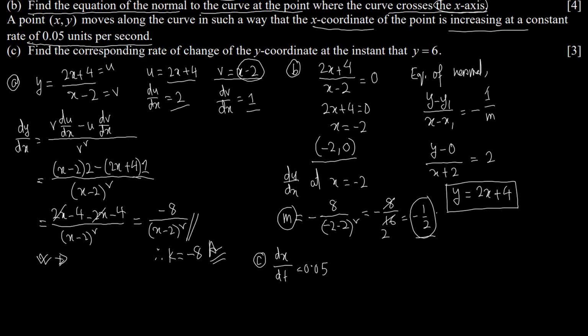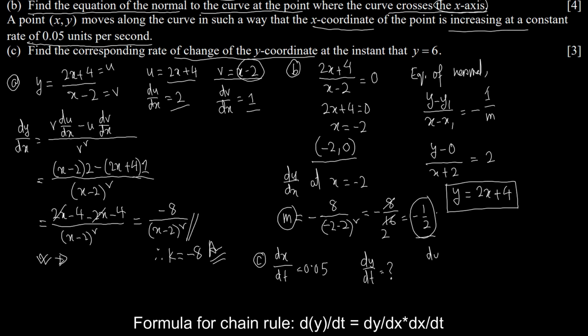According to the question, we are going to find the corresponding rate of change of the y coordinate. So they are asking, dy by dt is what? We all know from the chain rule, if we are going to find dy by dt, then we need to consider dy by dx times dx by dt. Dy by dx is the value we already have from the differentiation part. Then dx by dt is given here as 0.05. But we don't know the x value. It is written, at the instant when y equals 6.